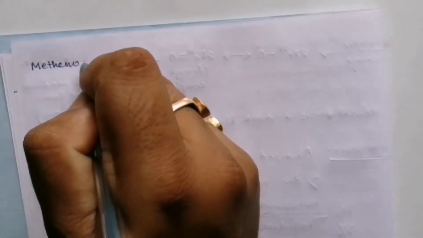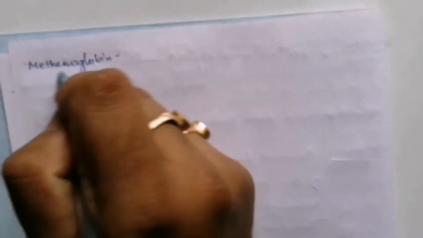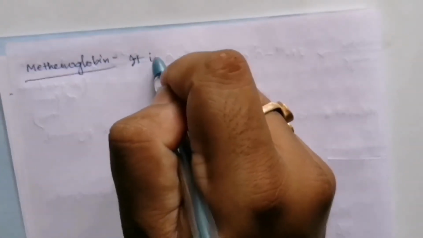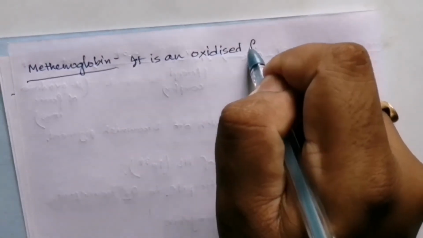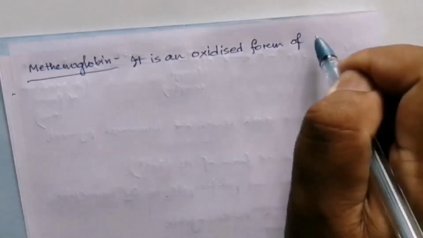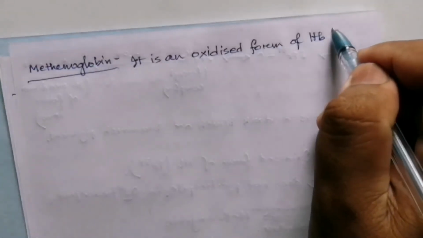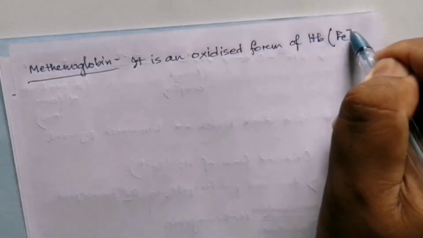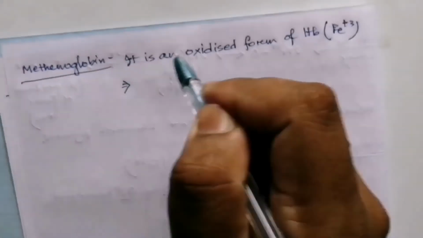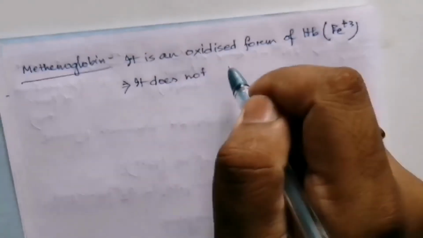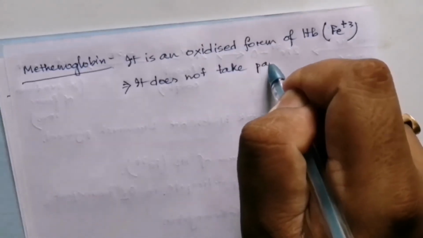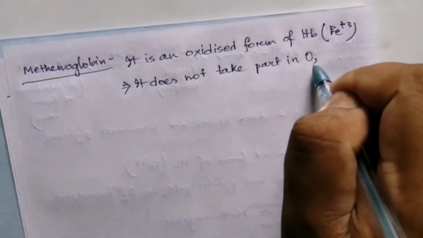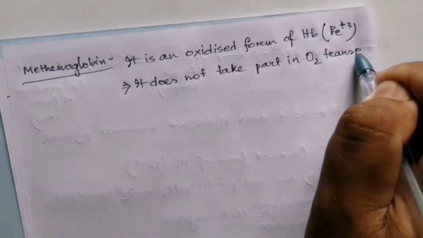Next, we will be talking about methemoglobin. So, it is an oxidized form of hemoglobin, that is, the iron is present in +3 oxidation state, so it does not take part in oxygen transport in our body.